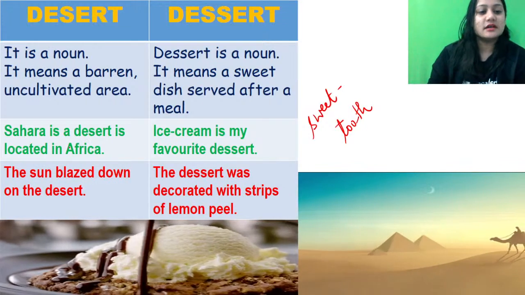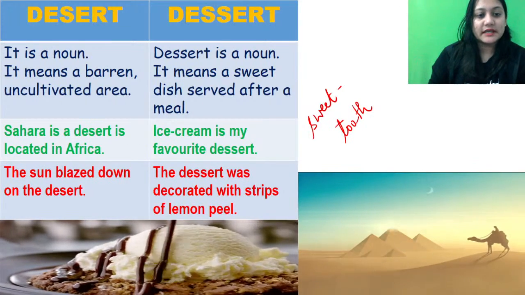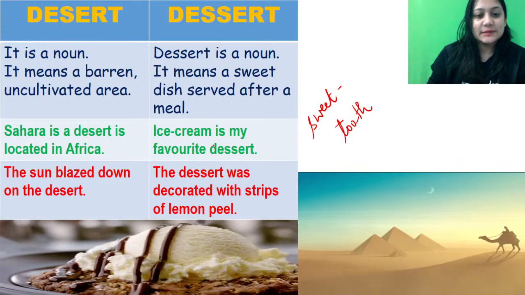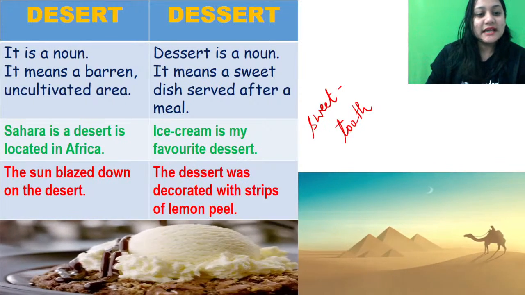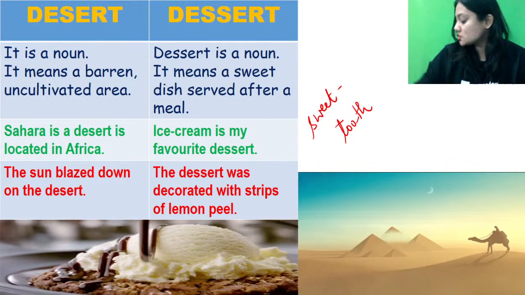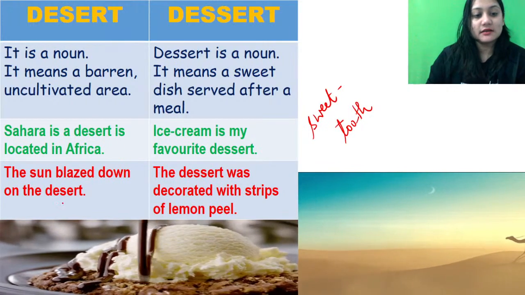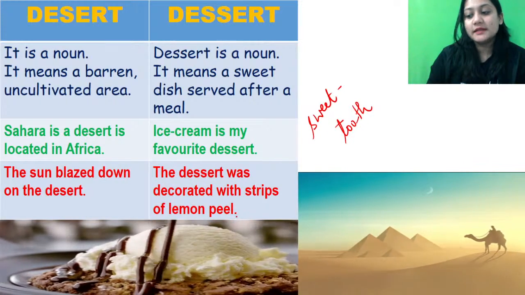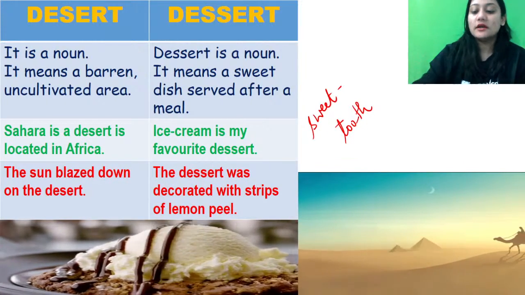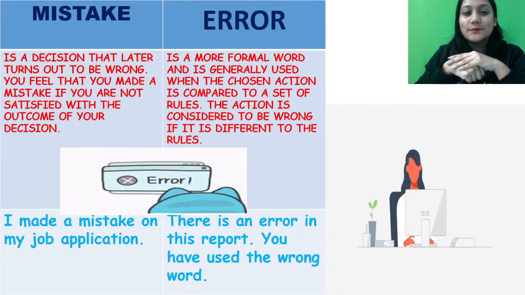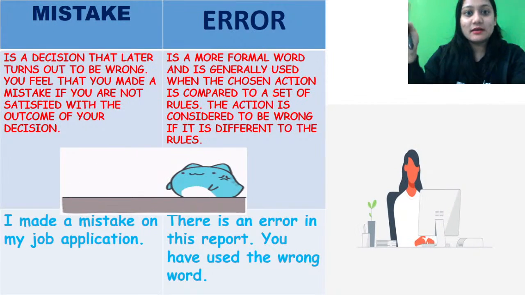Sahara is a desert located in Africa. Again, the desert. Ice cream is my favorite dessert. The sun blazed down on the desert. The sun was so bright and shiny in the desert. The dessert was decorated with strips of lemon peel. That is your dessert.